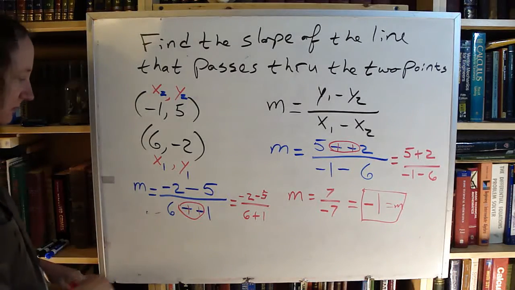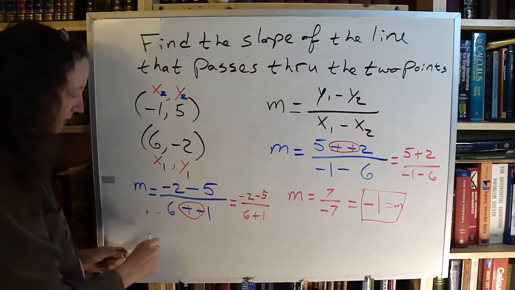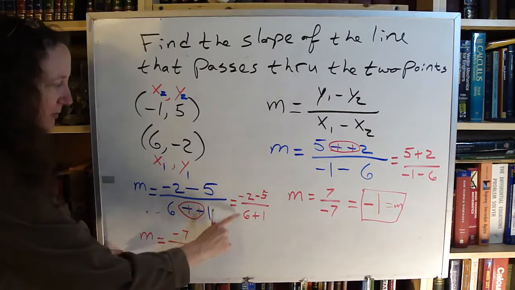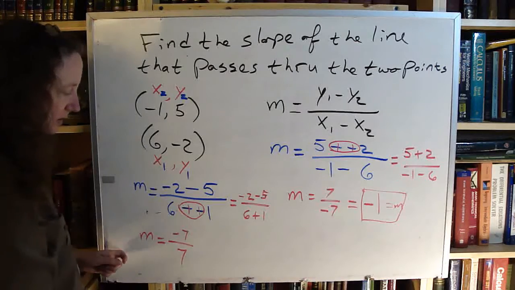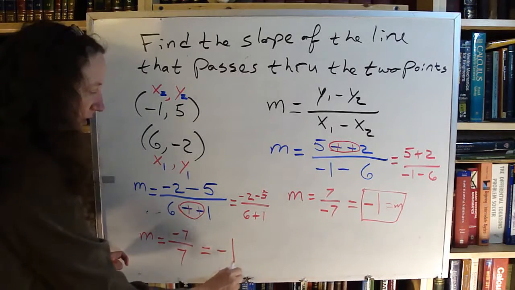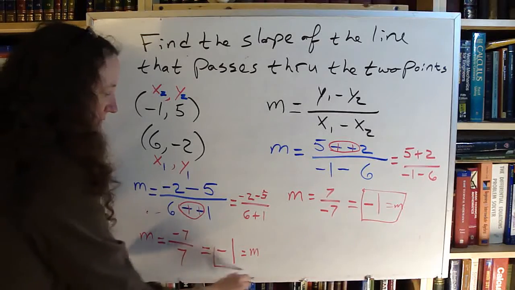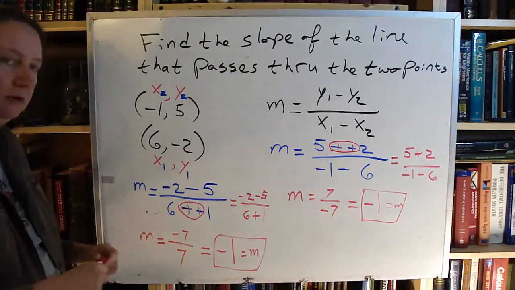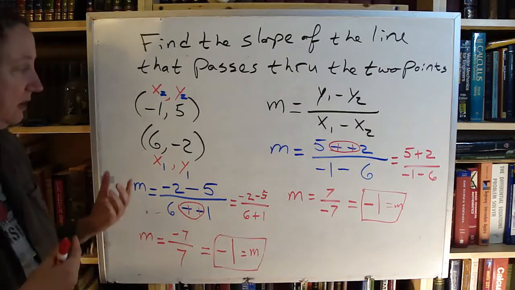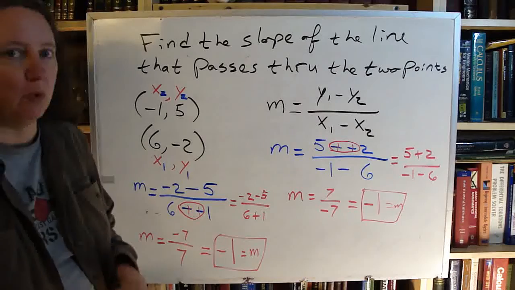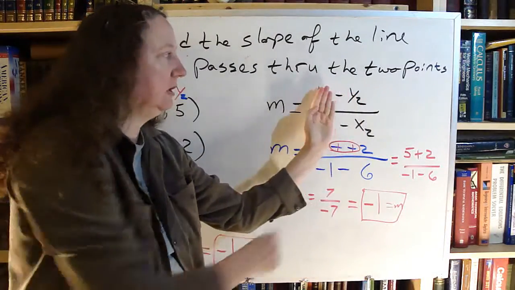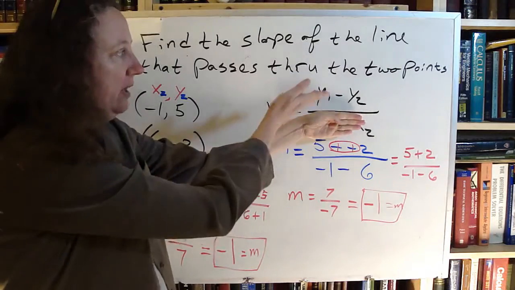Negative 2 minus 5. If you're not sure, go ahead and type it in your calculator. You get negative 7. Fraction bar, 6 plus 1, you get 7. Now we have negative 7, divide by positive 7, and that's negative 1. So now I found that my slope is negative 1. And that slope is the same as that slope. So it does not matter which point is your first point, which point is your second point, as long as you keep the first point over top of itself and the second point over top of itself. Y's over x's.